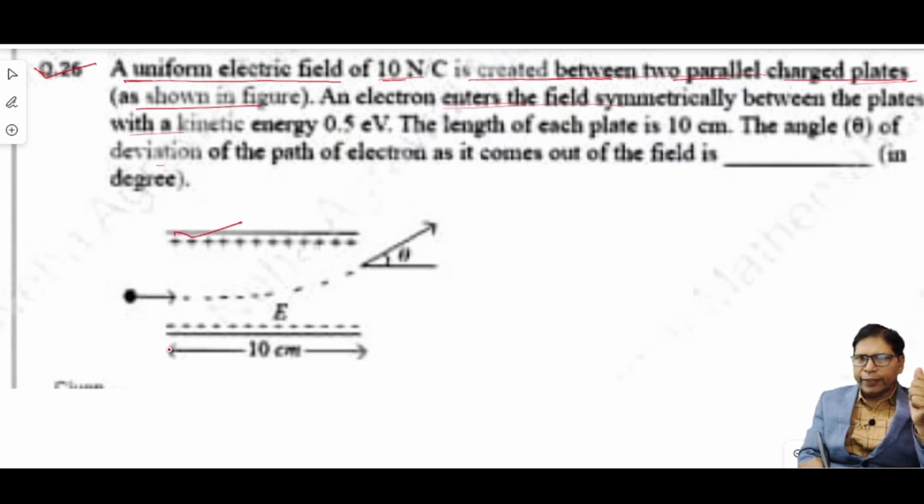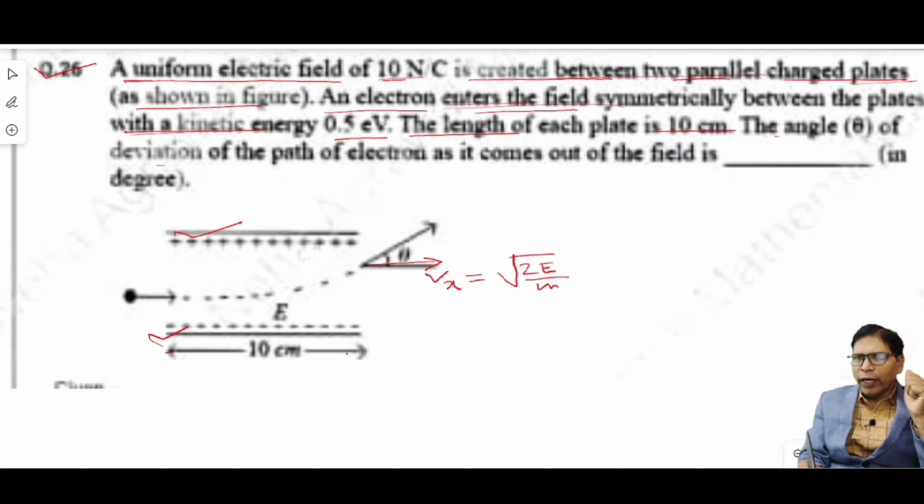This is the positive charge and this is the negative charge. Length of each plate is 10 cm. An electron enters the field symmetrically between the two plates with a kinetic energy of 0.5 electron volt. The length of each plate is this 10 cm, the angle theta. Look at this. The velocity along this direction, Vx, is always constant. And this velocity is root of 2 into energy of electron divided by mass of it.